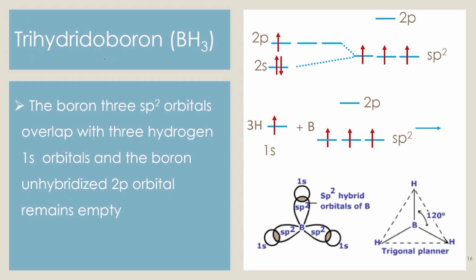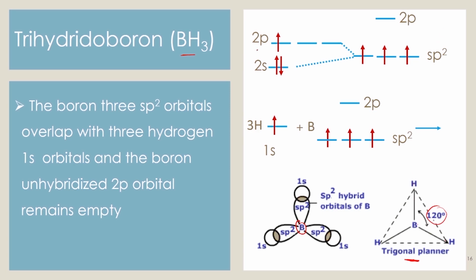Let's go back to the compound trihydroboron. We talked that this compound doesn't obey the octet rule, and there are only 6 electrons around the central boron atom. And the VSEPR told us that the trihydroboron molecule has trigonal planar geometry. The hydrogen-boron-hydrogen angle is equal to 120, which means it undergoes sp2 hybridization.